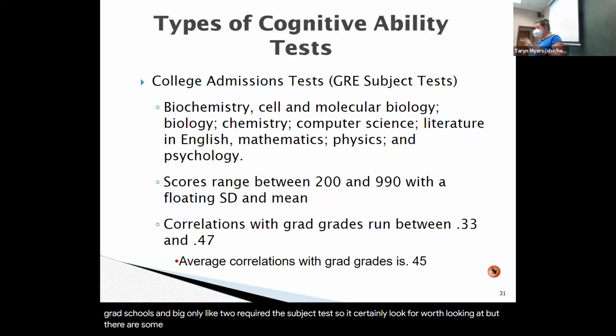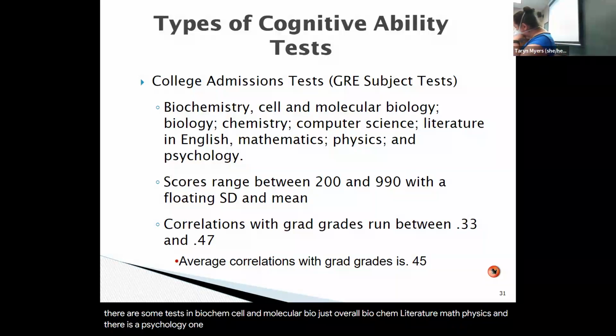But there are subtests in biochem, cell and molecular bio, just overall bio, chem, computer science, English literature, math, physics, and there is a psychology one. Scores range between 200 and 990.